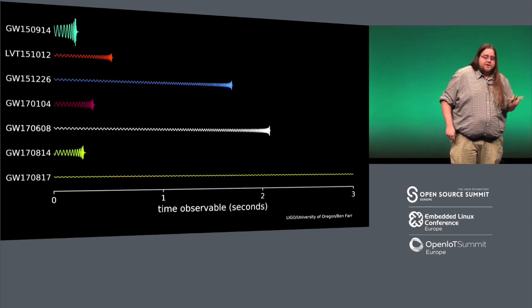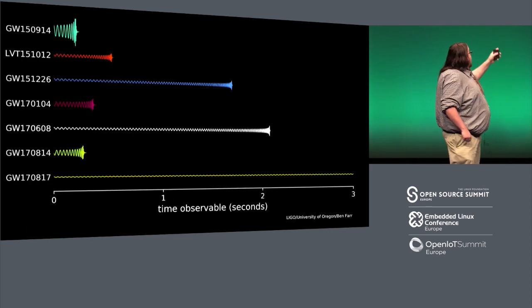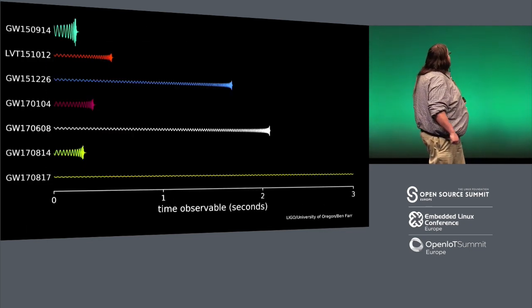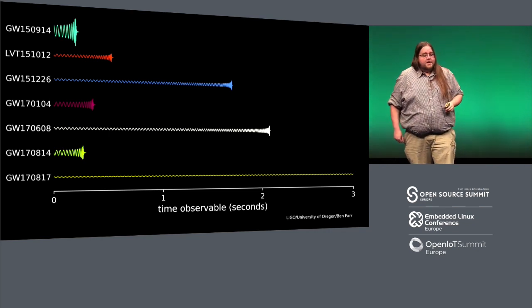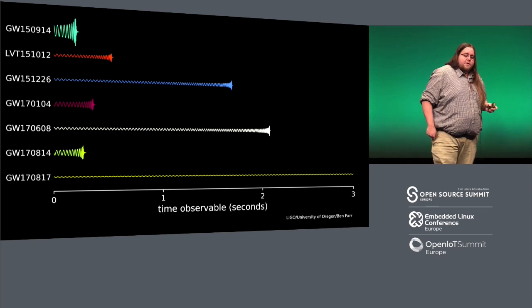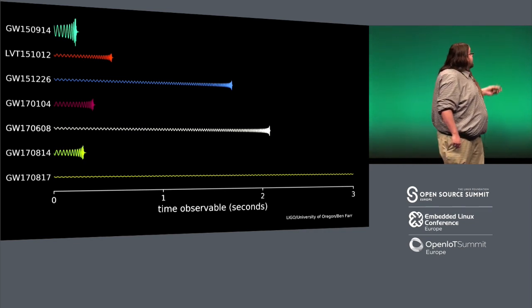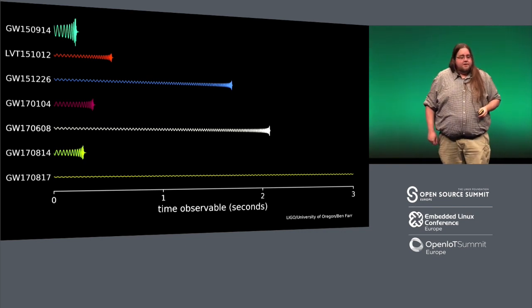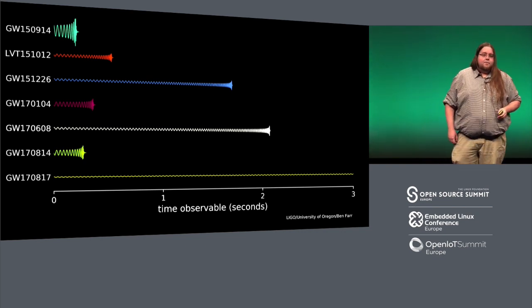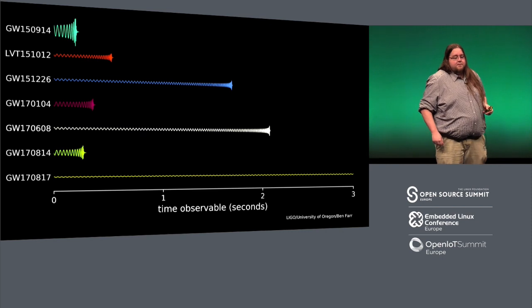Okay, but we haven't just seen one event. We've seen one binary neutron star. So what I'm showing here is actually the signal that you'd observe. So this is the waveform that you get from different types of signals. So this first one at the top, that is that binary black hole that I showed you at the beginning. It's a very short signal. About 0.2 seconds is what we observed of it.